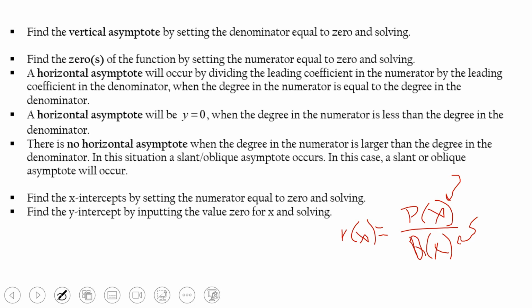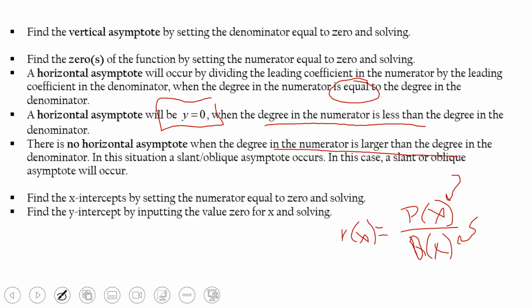If the degrees in the numerator and the denominator are equal, we can get the equation of the horizontal asymptote by taking the ratio of the leading coefficients. That means dividing the leading coefficient in the numerator by the leading coefficient in the denominator. If the degree of the numerator is less than the degree of the denominator, we will always have a horizontal asymptote of y equals 0. And lastly, no horizontal asymptote will exist if the degree of the numerator is larger than the degree of the denominator. In that case, we'll learn in lessons 2 and 3 that a slant or oblique asymptote occurs.